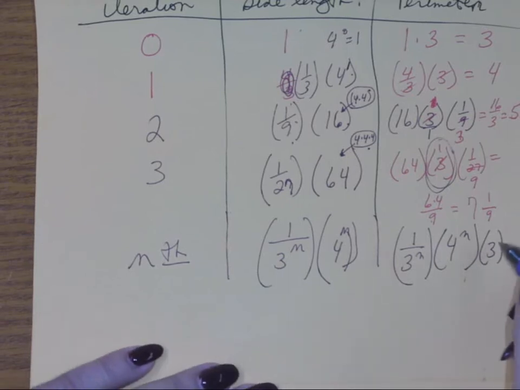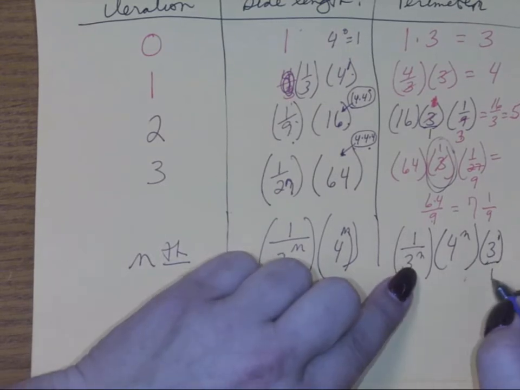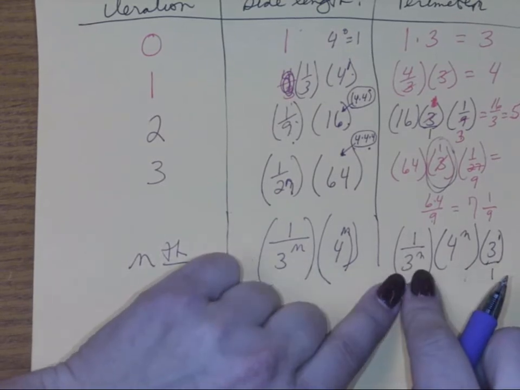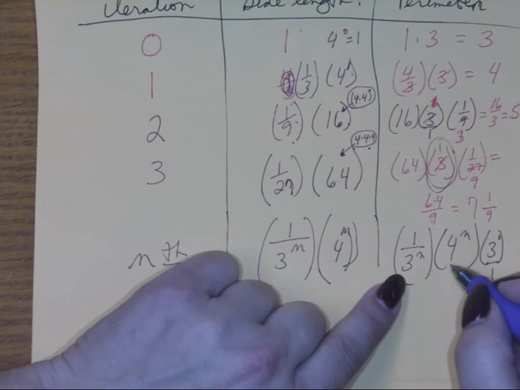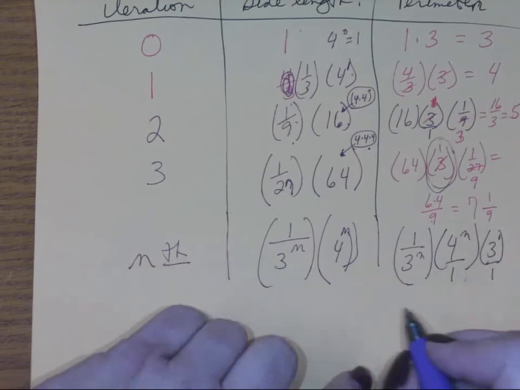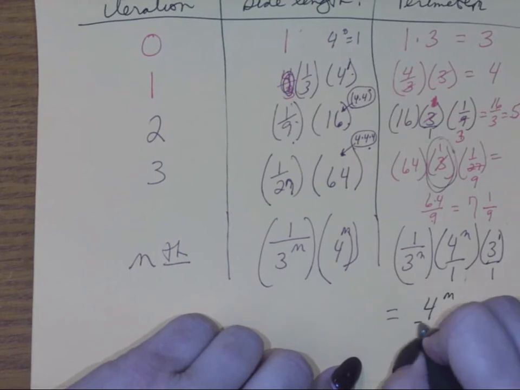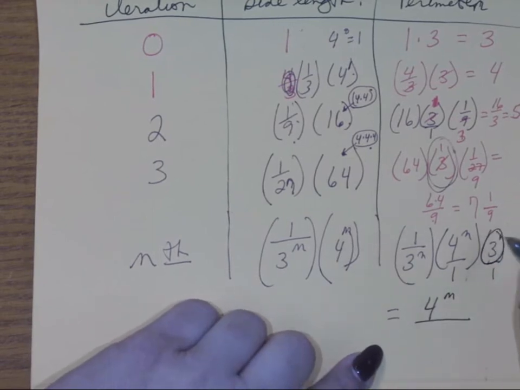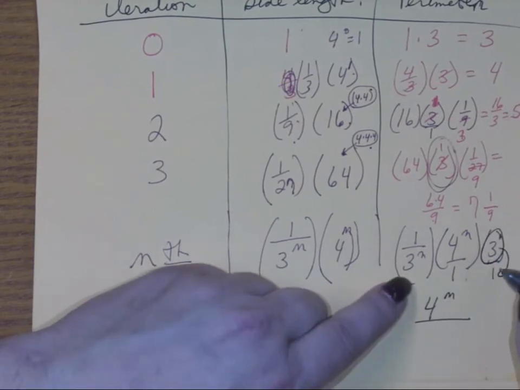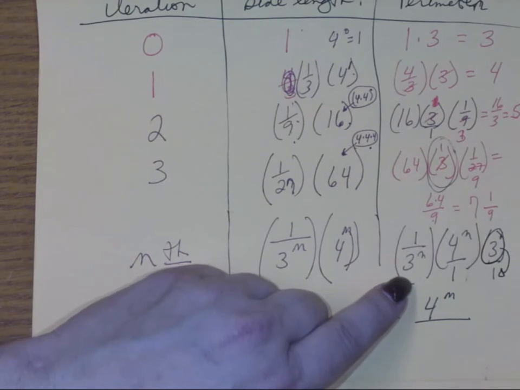But if I was really thinking about this, this is 3 to the 1 on the top. This is 3 to the n on the bottom. There's an old exponent rule that says I can do 4 to the n on top. I can move this 3 to the bottom, but what exponent rule do I have to use? That's the negative exponent rule, right? So that would become 3 to the negative 1.